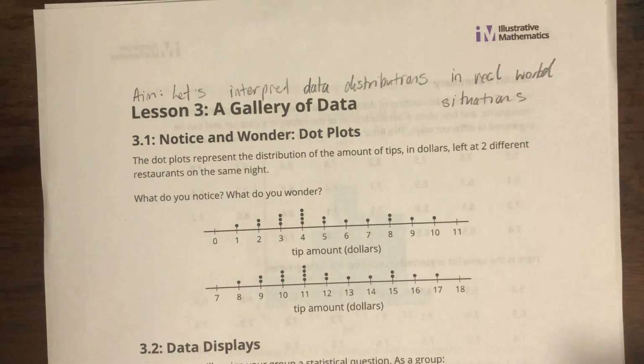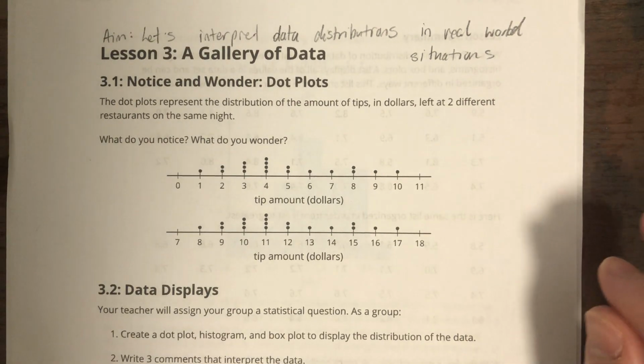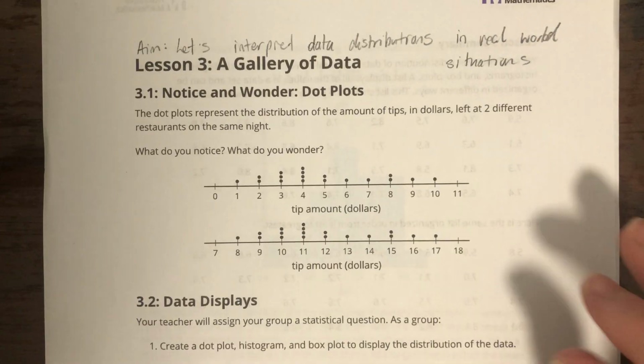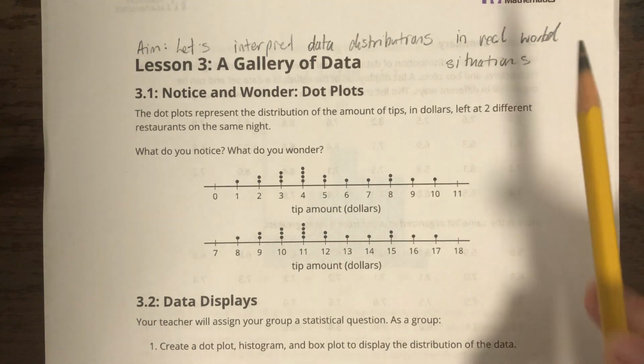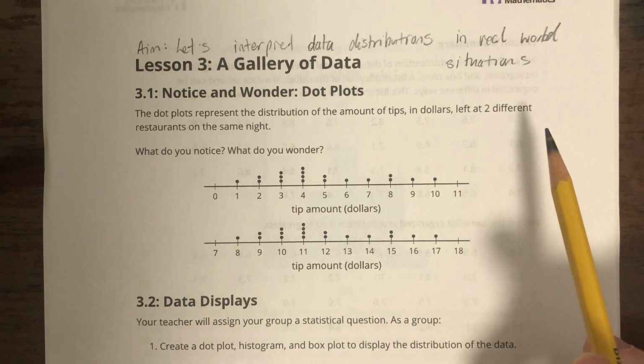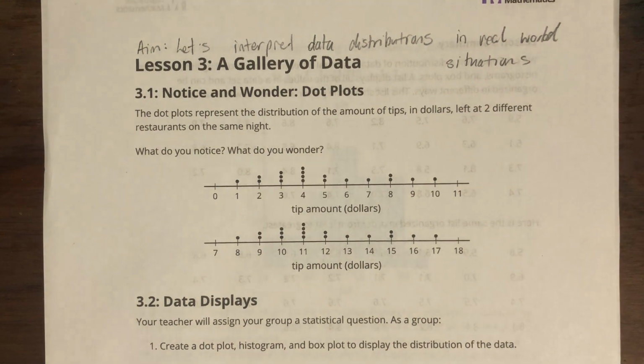Okay, so 3.1, notice and wonder dot plots. The dot plot represents the distribution of the amount of tips in dollars left at 2 different restaurants on the same night. What do you notice? What do you wonder? So take a look at those 2 graphs, or 2 dot plots, I should say. Say 2 things you notice and 2 things you wonder.